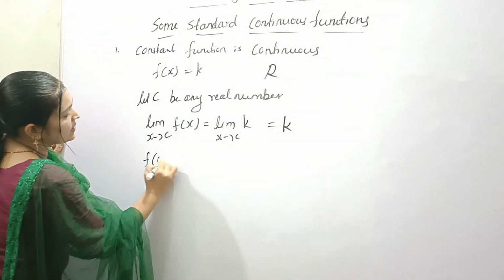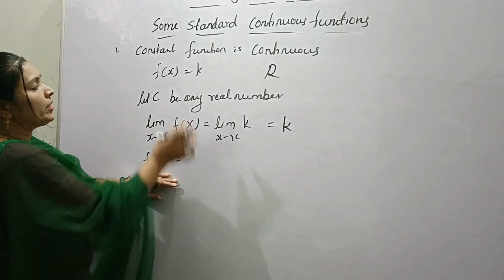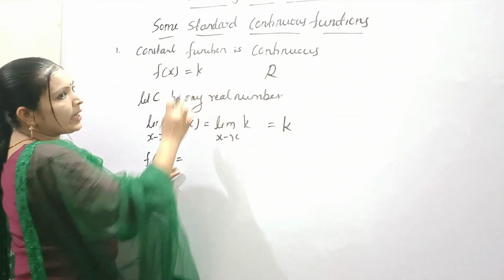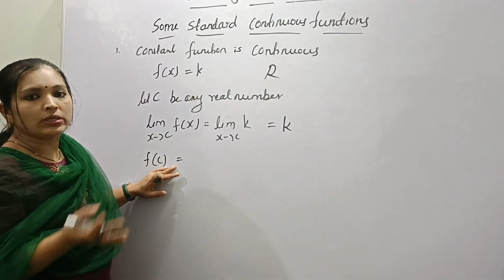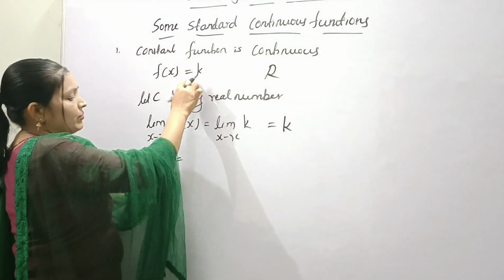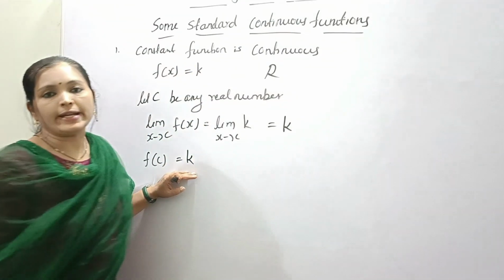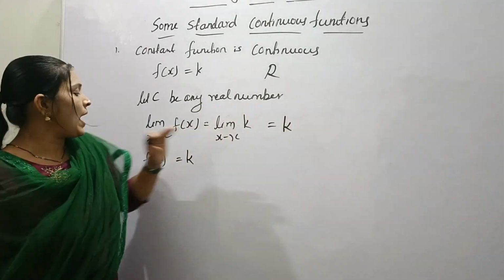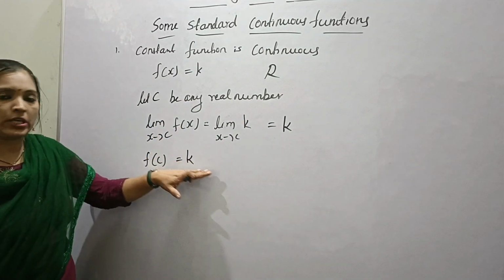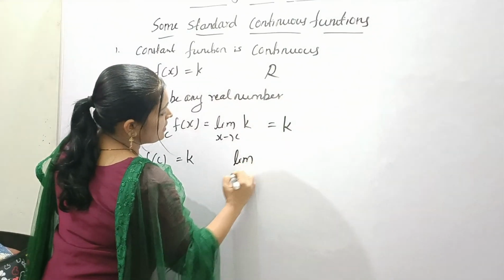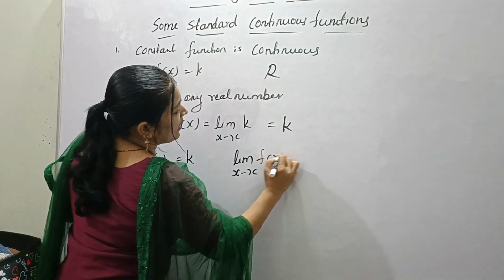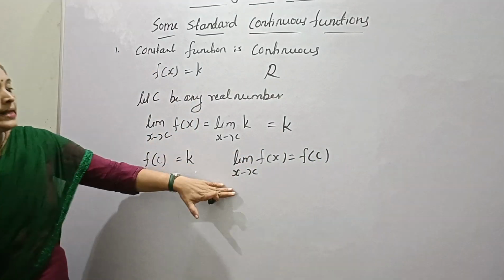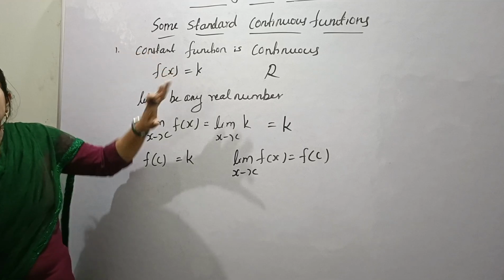Then what is f of c? Here our f of x is k, so f of c is equal to k. It's a constant, so there is no variable to substitute the value c. Therefore f of c is equal to k itself. So we have got limit x tends to c, f of x is equal to k, and f of c is also k. Therefore limit x tends to c, f of x is equal to f of c. Hence the constant function is continuous.